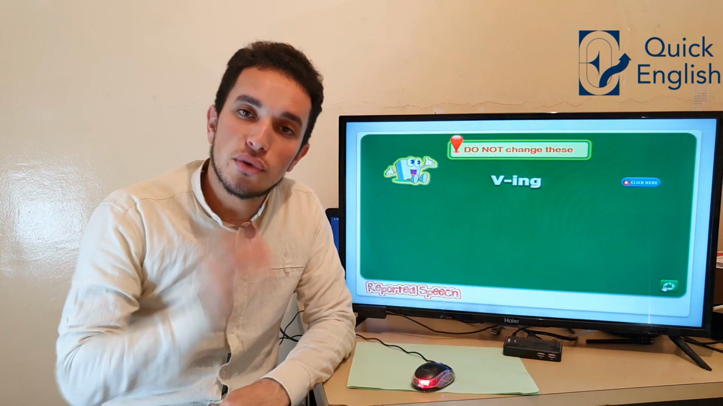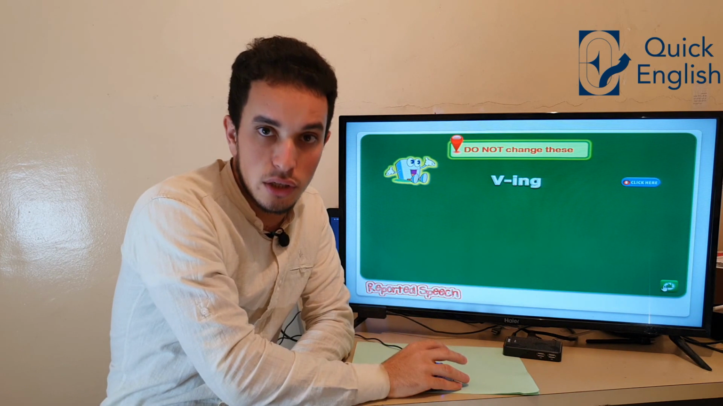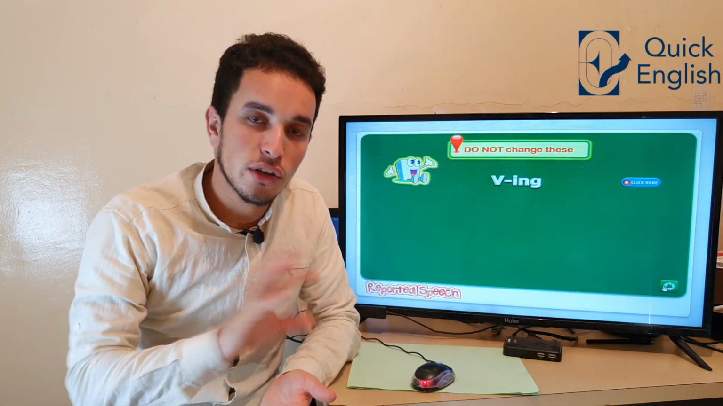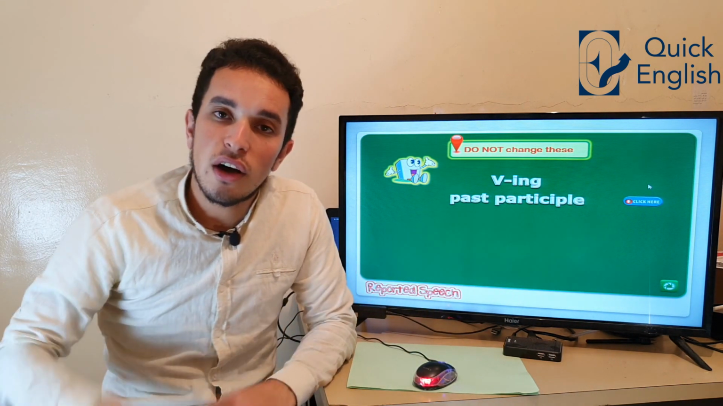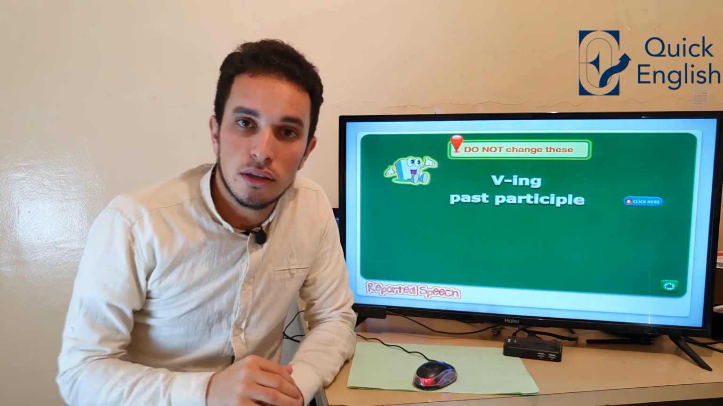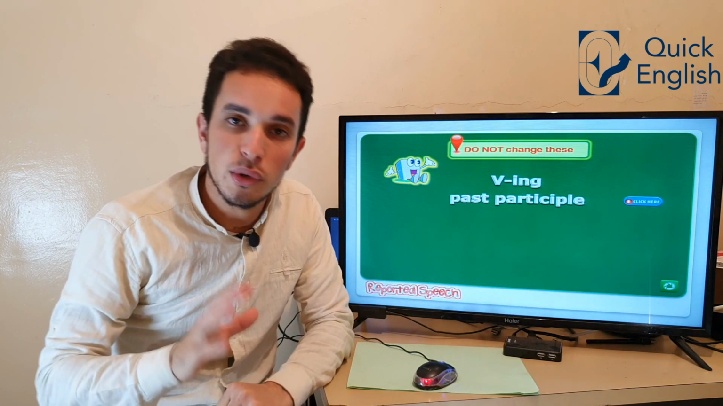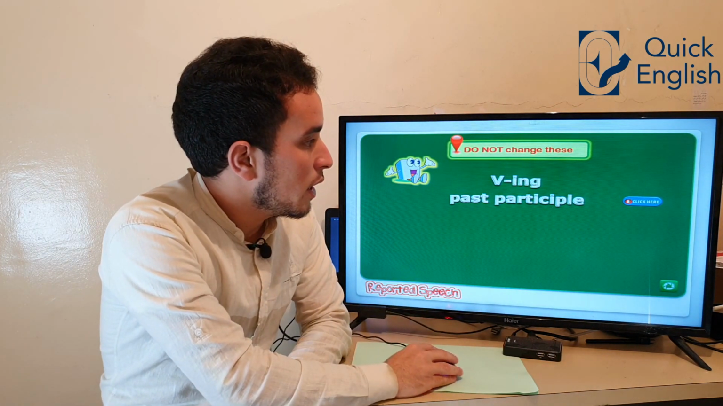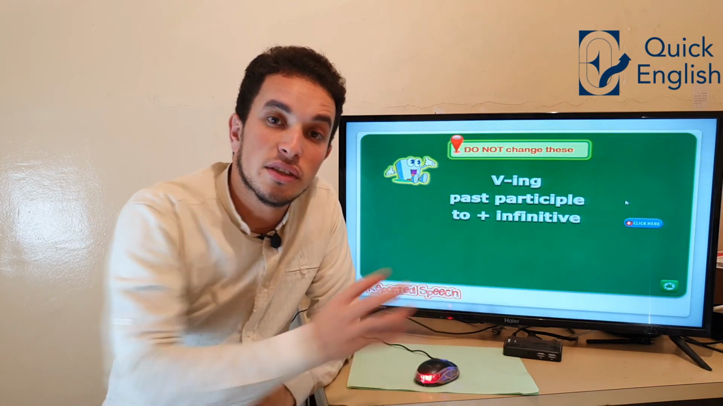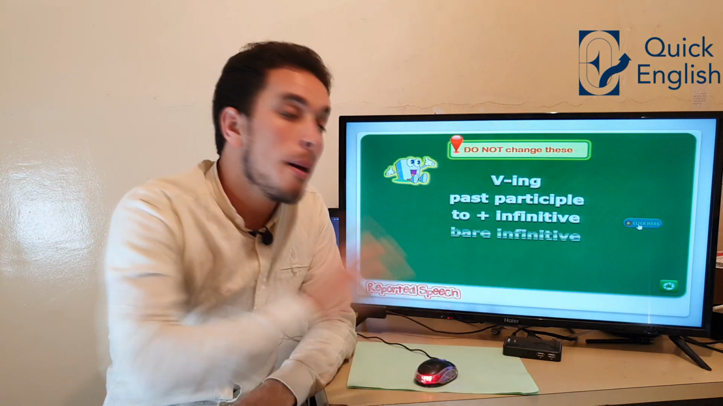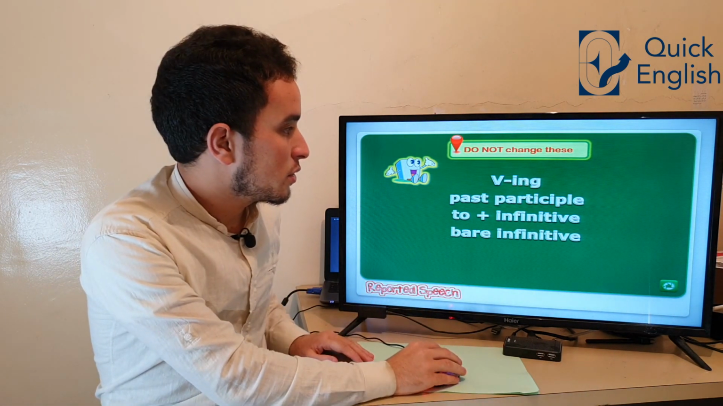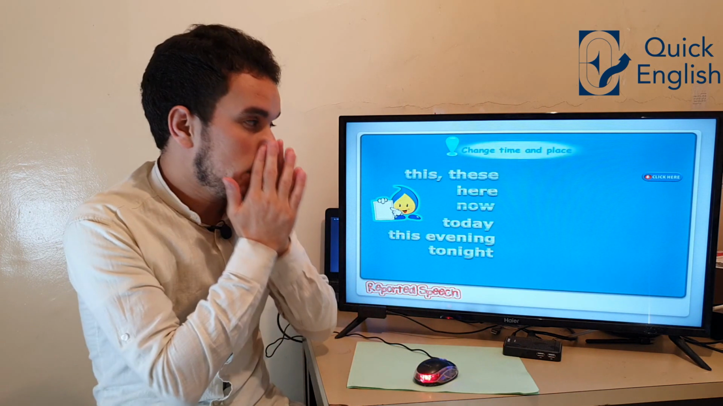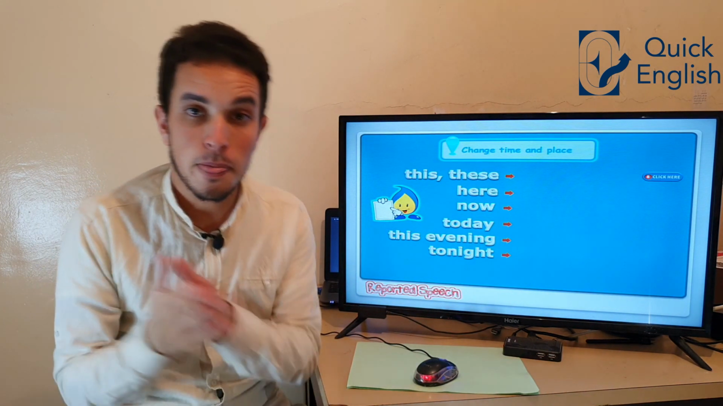Now, these do not change. Okay, so we don't change them. We don't make any change when we have verb plus ing. When we have verb plus ing, there is no need to change the form. All right, and then don't change the past participle. If you have past participle in the direct sentence, put the past participle in the indirect sentence as well. Okay, and then to plus infinitive, if you have to plus infinitive, or if you have bare infinitive. Bare infinitive is an infinitive without to. Okay, that's good. Let's move now to the changes that we need to make in time and place.